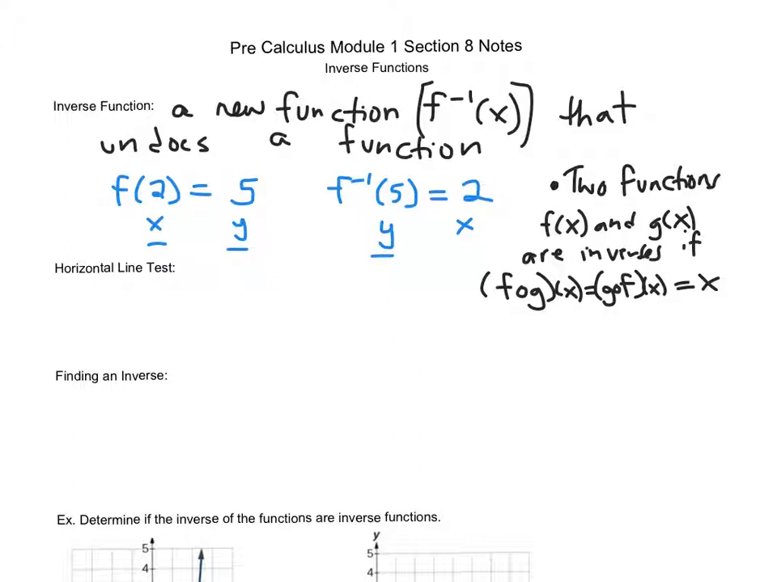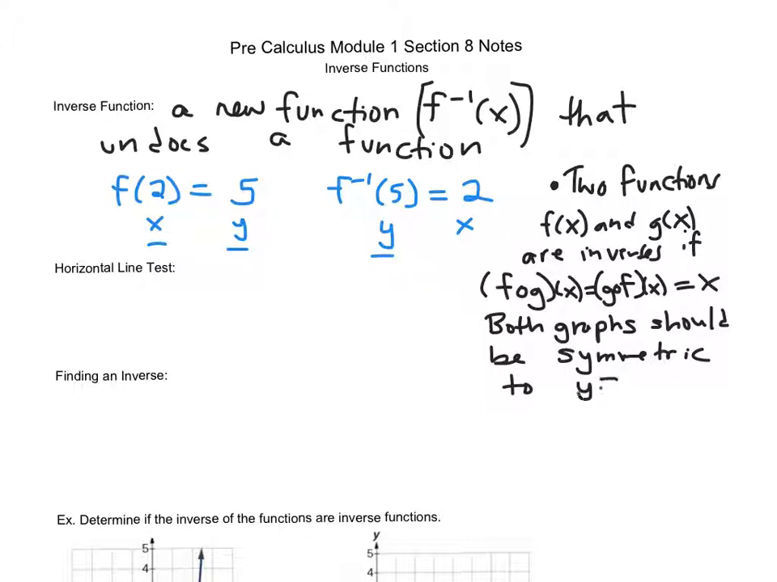The second way is that both graphs should be symmetric to the line y equals x, which is just our regular old symmetric line. So those are 2 real easy ways to see if functions are inverses: if their compositions are both equal to x, and if their graphs are symmetric to y equals x.